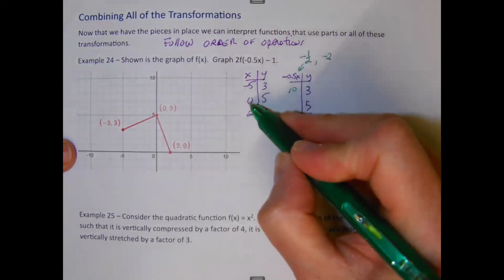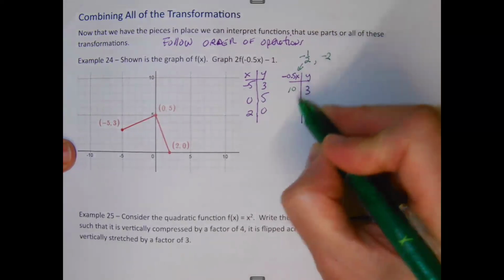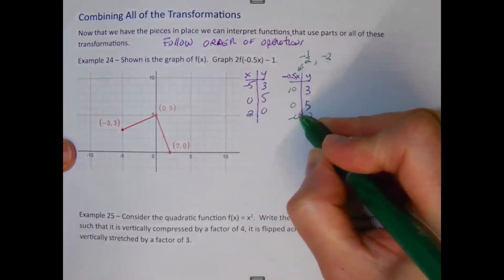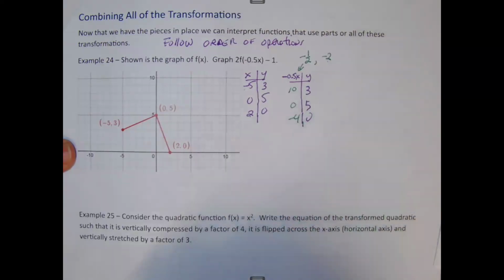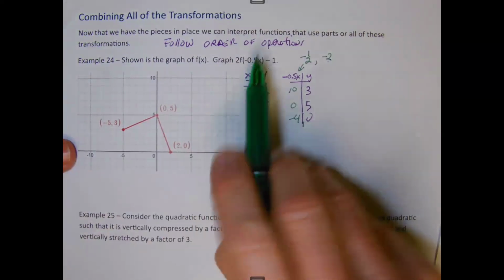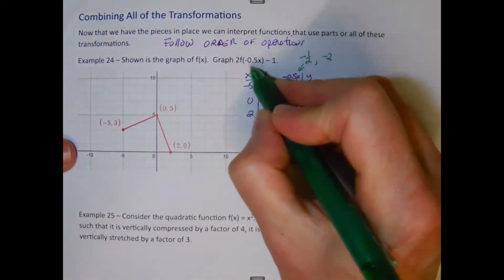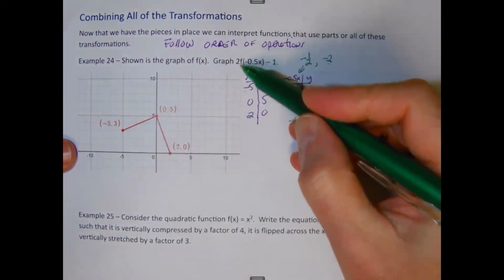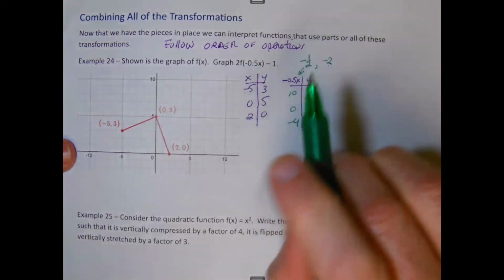So I'll continue. 2 times negative 2 is negative 4. Okay, and I have applied that rule. What happens next? Well, that's it. This has been applied, then the function does what the function does to create this picture.